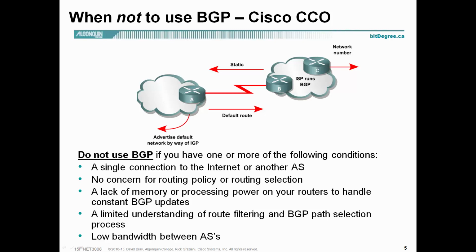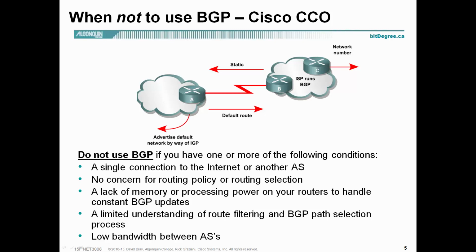So when do you not want to use BGP? Well, if any one of the following happens, if you've only got a single connection to the internet, or you're only singly connected to another AS, let's say your provider's AS, then you really don't need BGP. Or if you don't have any concern for routing policy or routing selection, also if you lack the resources, so the memory or processing power to handle BGP updates, then you definitely shouldn't run BGP, because otherwise your devices will be overwhelmed.